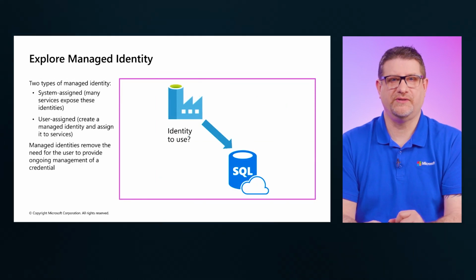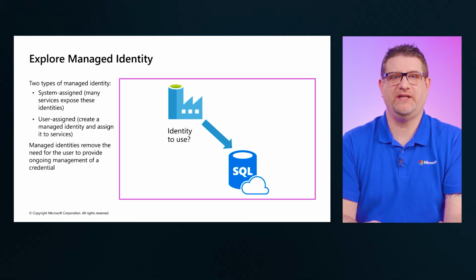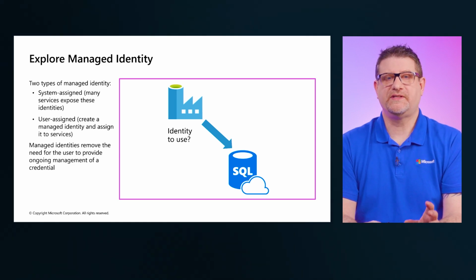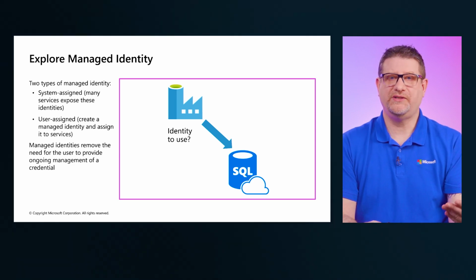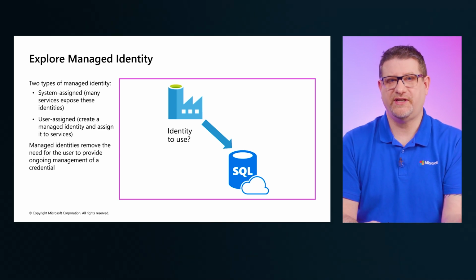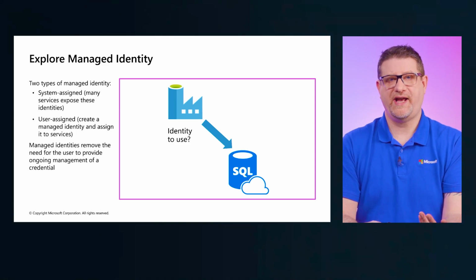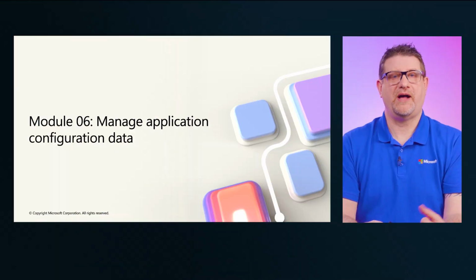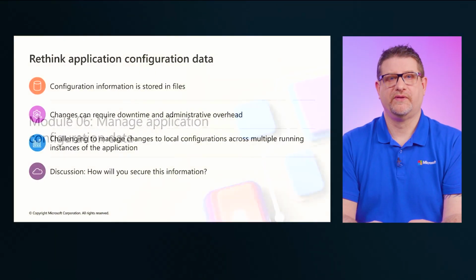Managed identities in Azure are a secure way for applications and services to access resources without needing to manage credentials like passwords or secrets. And there are two types: system assigned, where the identity is tied directly to the specific service, and user assigned, where you create a managed identity and then assign it to one or more services. This approach removes the hassle and risk of manually handling credentials and makes it easier for developers and administrators to keep systems secure. Now let's talk a little bit about application configuration data.